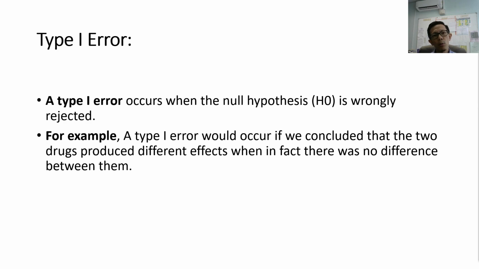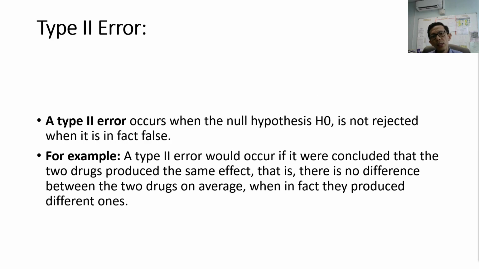Please read also on type 1 error. Type 1 error occurs when the null hypothesis, or H-naught, is wrongly rejected. Okay, so it means that we say that there is some association between A and B, but that conclusion is wrong, right? So that is type 1 error. For example, a type 1 error would occur if we conclude that the two drugs produce different effects when, in fact, there was no difference between them. So we conclude that there are differences, but actually, in reality, there is no difference. Okay? That is type 1 error.